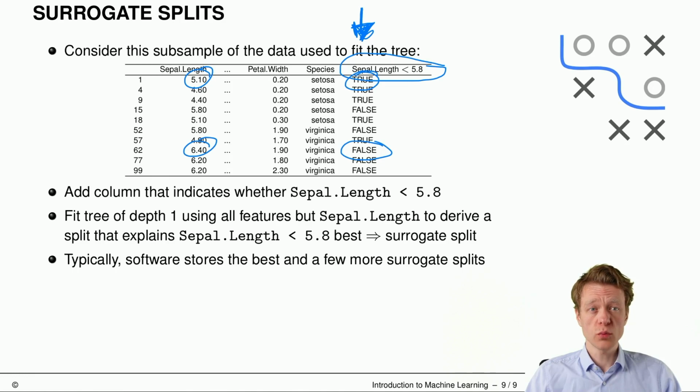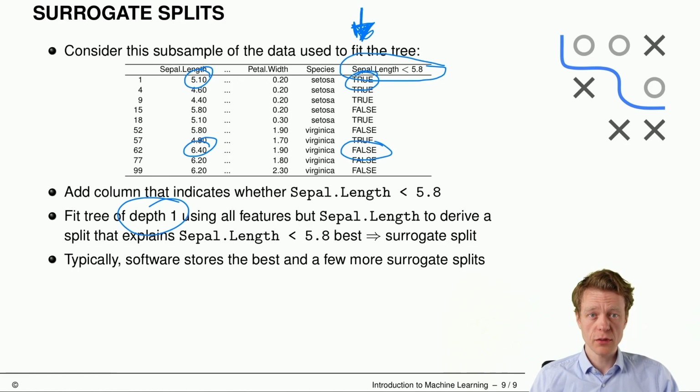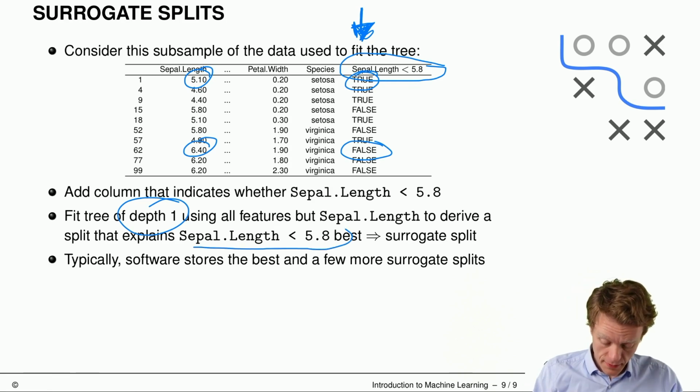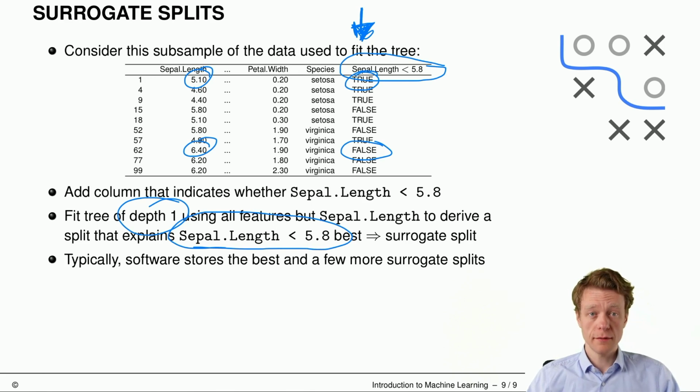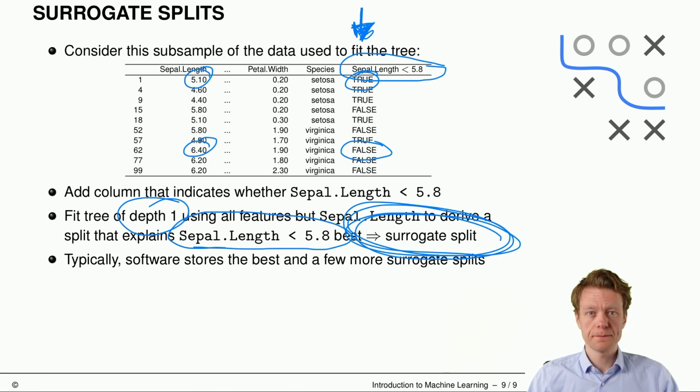So what we do now is we fit a tree of depth 1, so a stump, using all the features, but of course not sepal length, because then this wouldn't really help us in practice. If it's missing, it's still missing. And with sepal length, we could of course always perfectly predict if sepal length is smaller than 5.8. So this doesn't make sense at all. So we use all the features but sepal length and fit a tree with those features and try to explain if sepal length is smaller than 5.8 or not. And then this is the surrogate split.